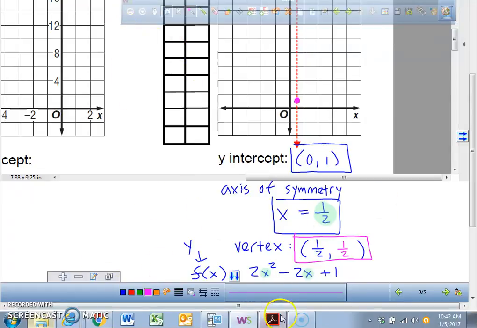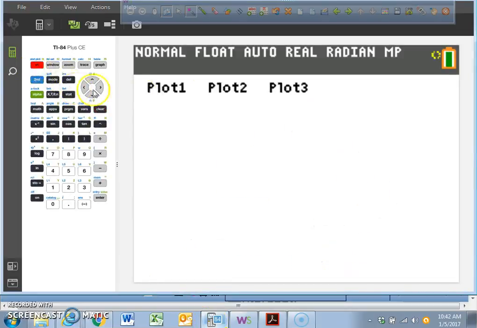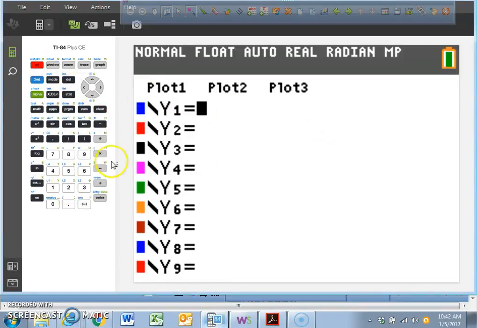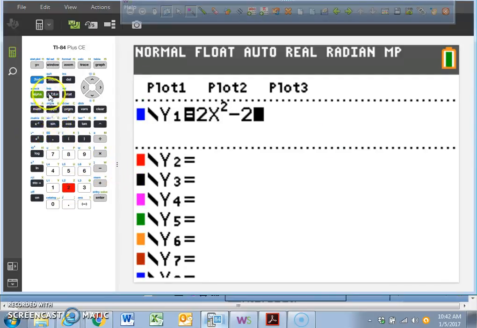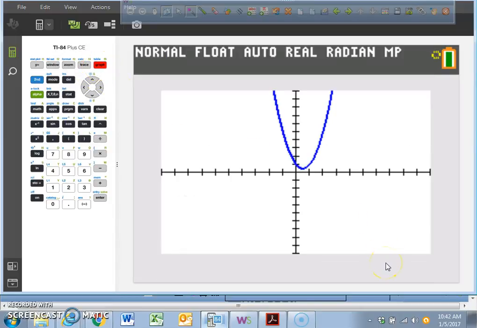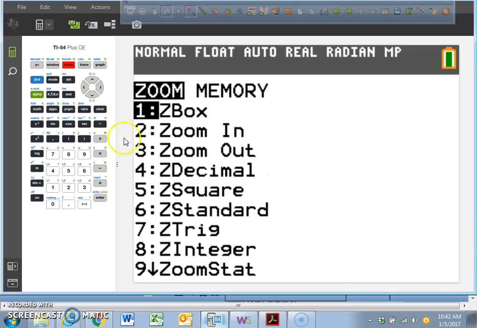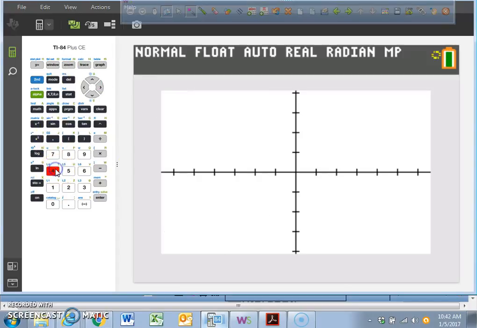So, right now I'm going to turn my calculator on. I'm going to hit y equals. You guys have probably already done this. We put 2x squared minus 2x plus 1. All right, and I'm going to hit the graph button. Now, when you guys look at this graph right here, let me show you something in the calculator. There's a feature in the graphing calculator that makes things a lot nicer. Watch this. Ready? Hit zoom and go to number 4.